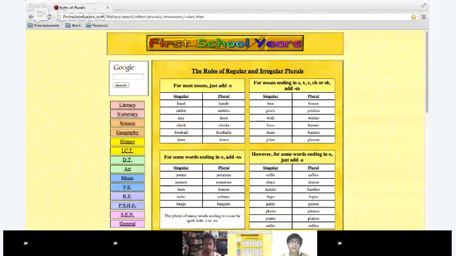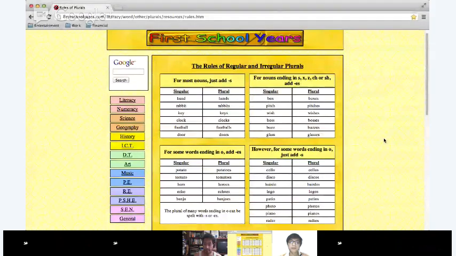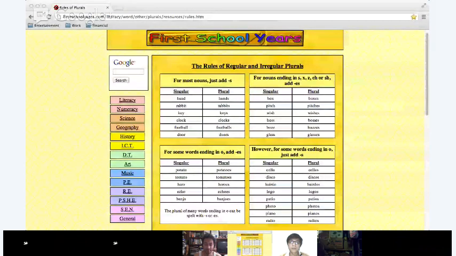This link here is to the rules page. So when you open that up, this is what you'll see. This is a great page for you to have. It explains the rules clearly, and we are going to talk about regular and irregular plurals. It isn't a list of all the irregular plurals, but it has a good chunk of them. So, let's go ahead and start reading.